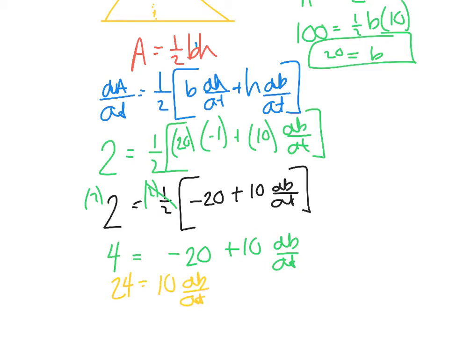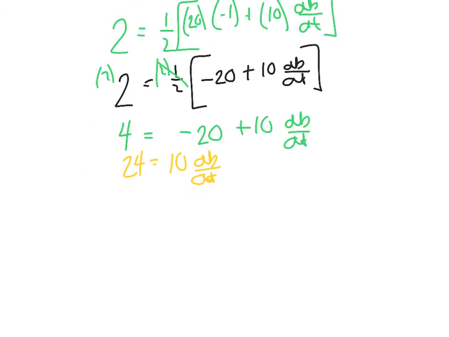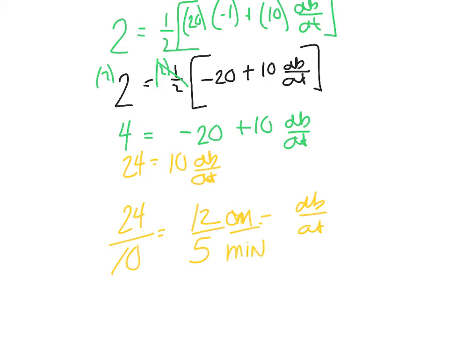And then finally I can say 24 over 10, which is 12 over 5, equals dB/dt. Now again, let's assign some units. It's not area, so nothing is going to be squared. We're just going to say this is centimeters per minute. And I can say it's increasing because my rate is positive.